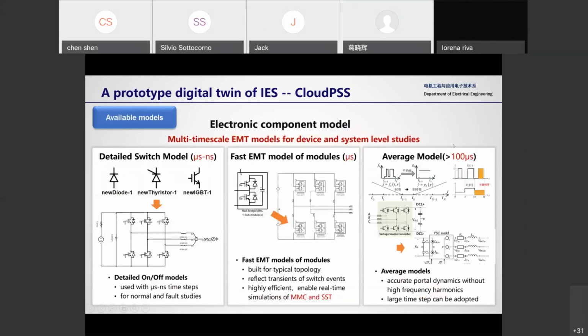The Cloud PSS has many device and system models. For example, here I give some examples of the EMT model for device and system level study. This is the detailed switch models for electrical components. This is the detailed EMT model of modules. And this is the average model. This is the average model for modules.